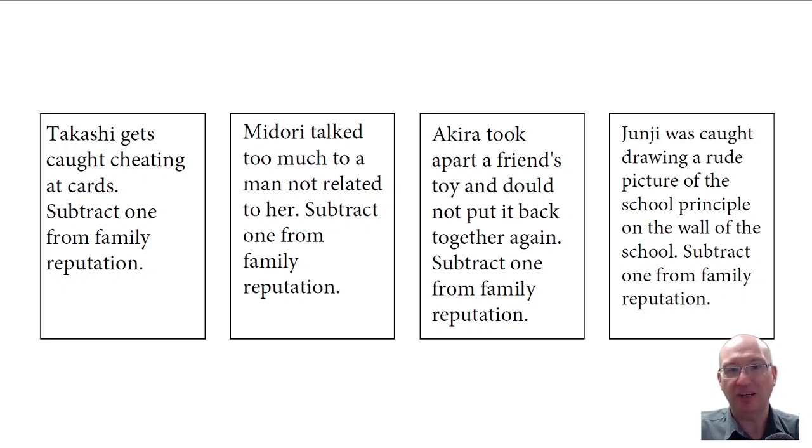And these are old style cards. You'll notice there's no pictures. There were just too many different cards, and it's really difficult with the old way I did it to fix them. So sometimes I would just physically go back and draw a C on there to get rid of the D. Junji was caught drawing a rude picture of the school principal on the wall of the school, subtract 1 from family reputation. So you can see these particular cards have the same resource impact, but a different family member doing it. It was meant to be fun, like, oh, Junji did it again.